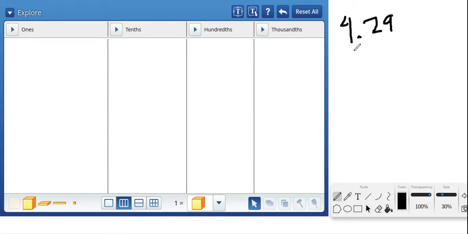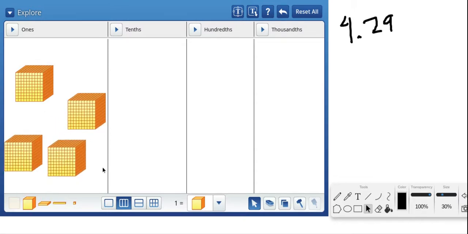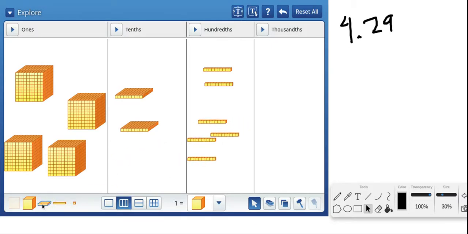Okay, so that's a 4 and 29 hundredths. That's what that would be called. So let's represent it. It's always good to practice saying it as well. Okay, so 4 ones, 2 tenths, and 9 hundredths. Good. 4 and 29 hundredths.